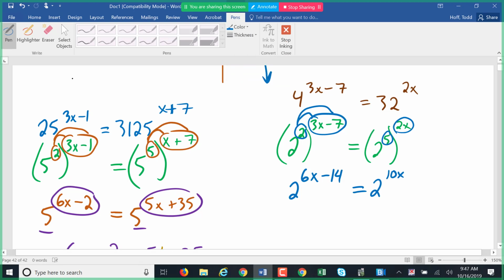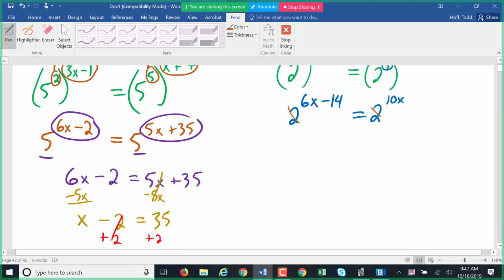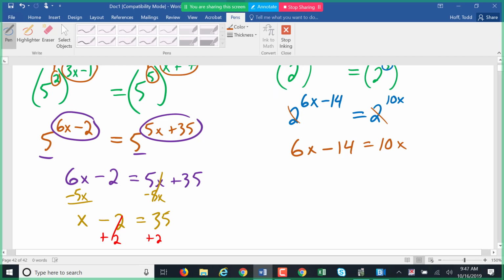Once again, we have those as exponents with the same base, so we know the powers have to be equal. So the 2's are going to come out of play. We know 6x minus 14 equals 10x. And from here, we're just solving a linear equation. We combine what we can on either side. There's nothing to combine here.